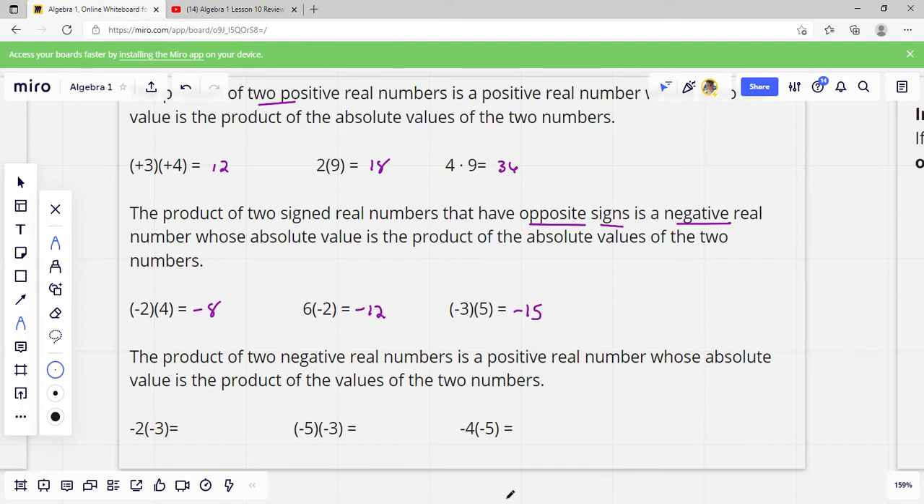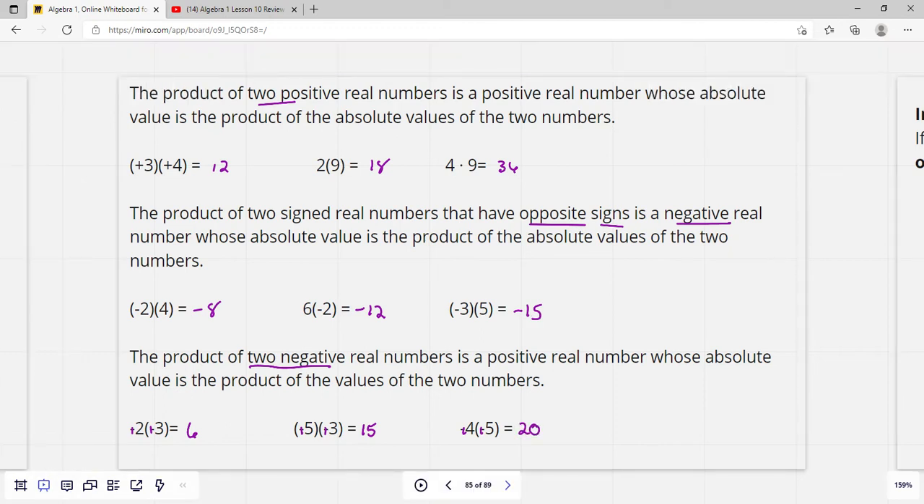Okay? Last rule, the product of two negative numbers is a positive real number whose absolute value is the product of the absolute values of the two numbers. So if we have two negatives, they're going to cancel each other out, and it turns into 2 times 3 is 6, a positive number. These two will cancel each other out, and we'll have positive 15. These two cancel each other out, and we'll have 20. Okay, so just remember, two negatives cancel each other when you're multiplying.